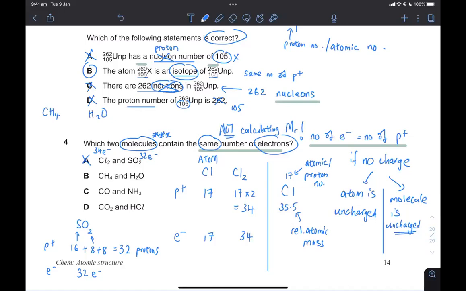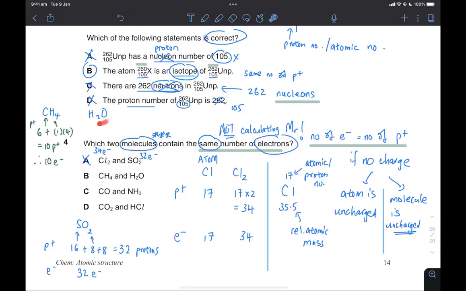Now, Hazik, stay with me. How many protons does carbon have? 6. How many protons does hydrogen have? 1. And you have 4 of them. So how many protons do you have altogether in CH4? 10. So you have 10 protons, so therefore, you have 10 electrons.